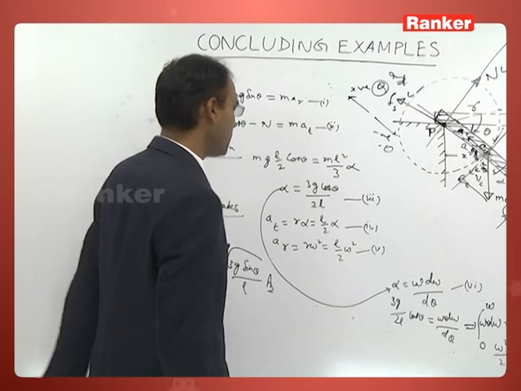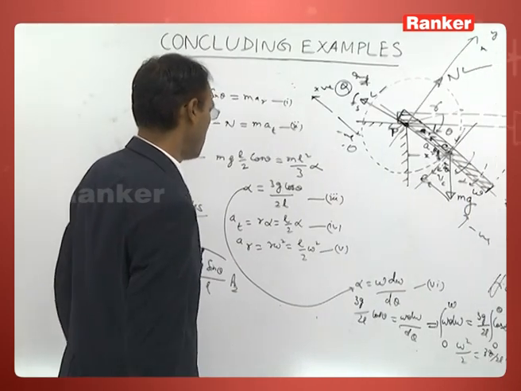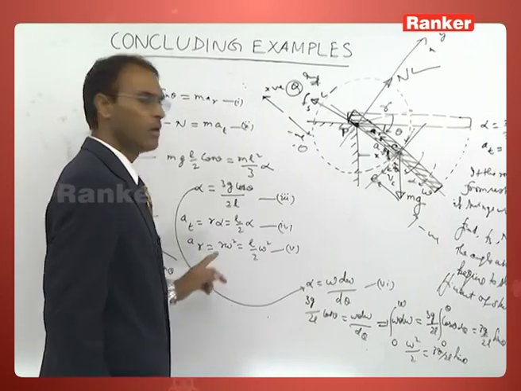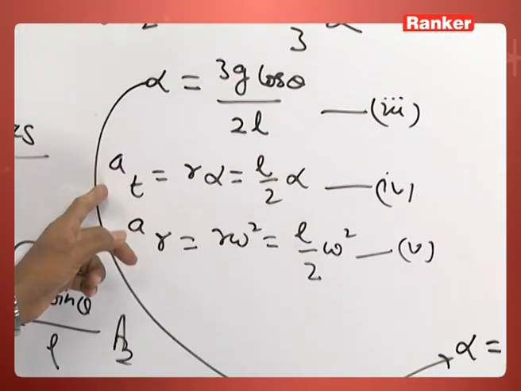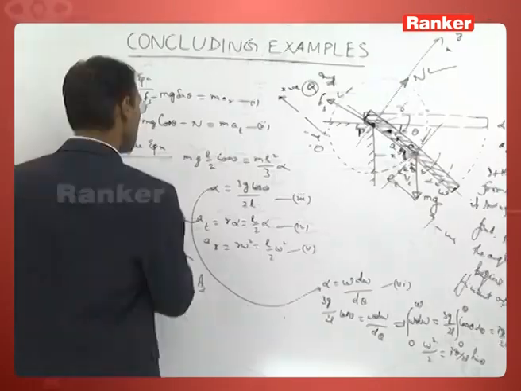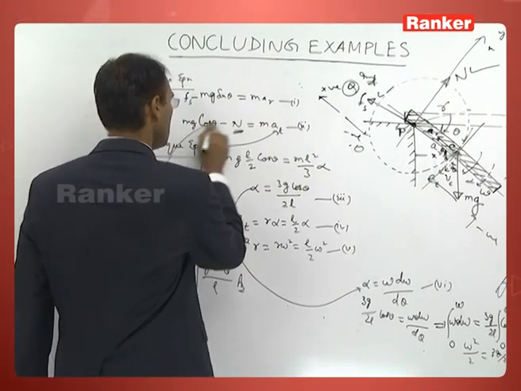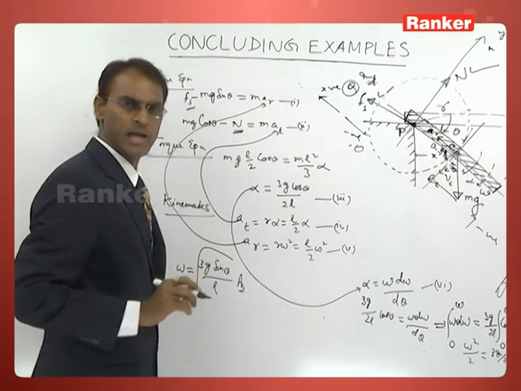Once you get omega, you can get AR. We have got alpha, we can get AT. Once you get AT, you can put it here to get N. Once you have got AR, you can put it here to get the Fs. That's the idea.